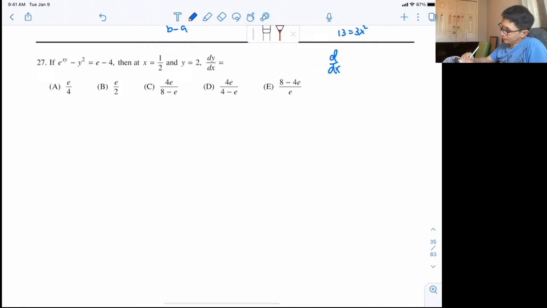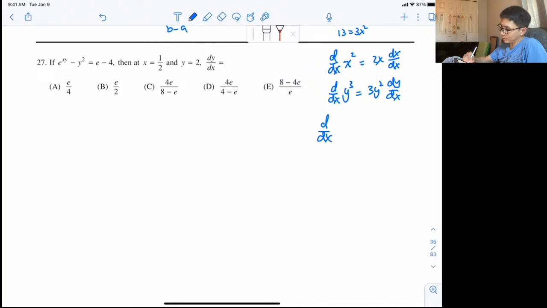If I take d/dx of x squared, what am I going to get? Actually, the derivative of x is 1. And d/dx of y cubed is 3y squared dy/dx. There we go. So now you still take a derivative of y with respect to x. That's commonly done.